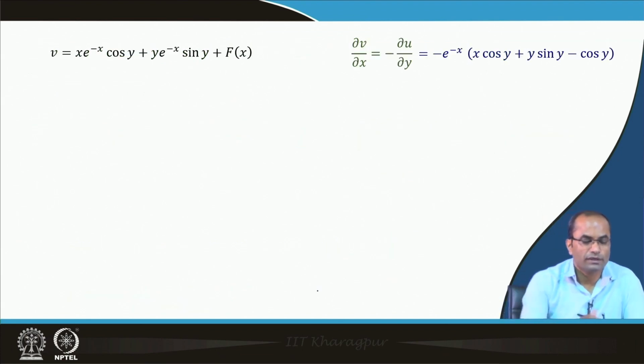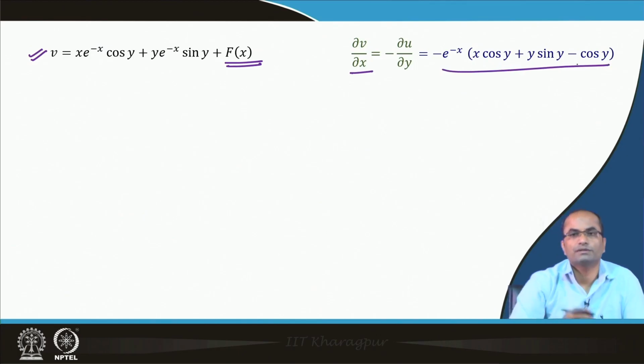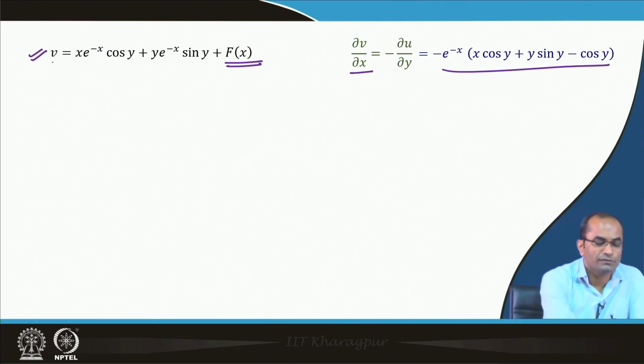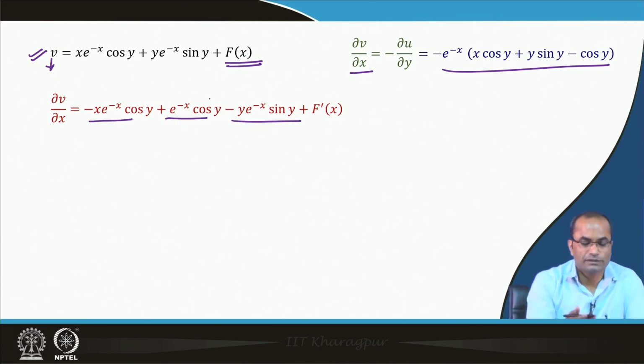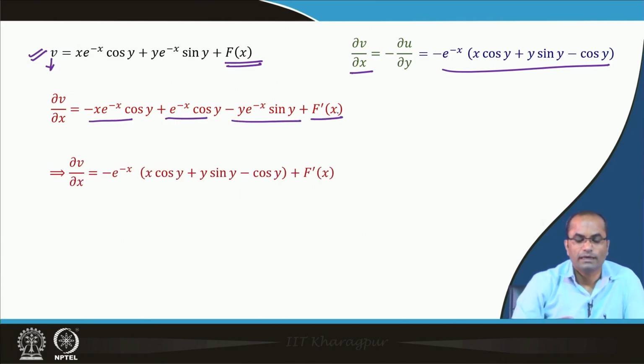Just to conclude again, we have observed the v in terms of this f, the arbitrary function, and del v over del x we also have from the CR equations. So, from this v we can compute del v over del x, which is given here, and this f prime x will appear, and this we can just simplify.